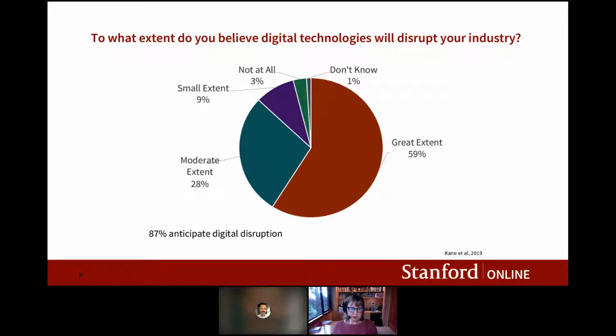This is the results of a study that was done by Kane and his colleagues in a book that they published in 2019 on digital transformation. And as you can see, you're actually pretty consistent. About 87% anticipated either a great or a moderate extent of disruption in their industries. So I think that continues to hold true, that we're going to see disruptions across a variety of industries. And one of the things that we read again and again and again is that it's the industries that don't expect the disruption that are likely to find themselves in trouble.